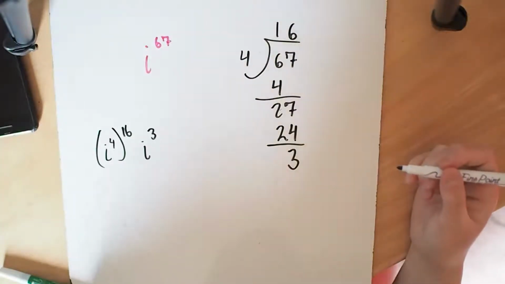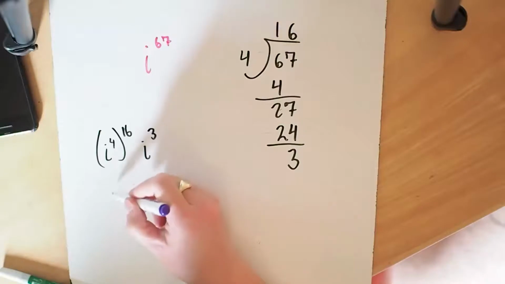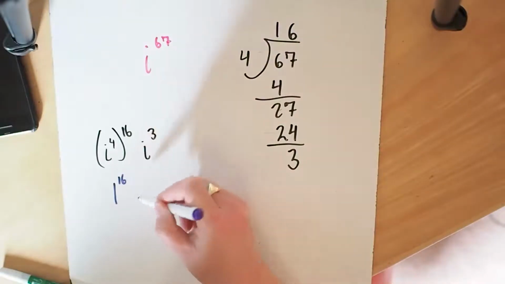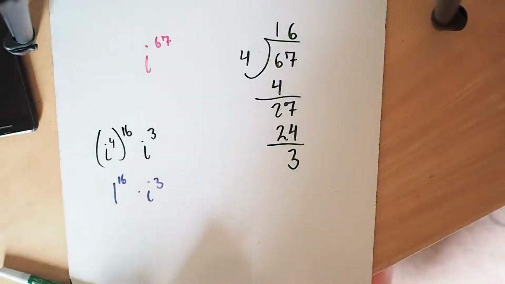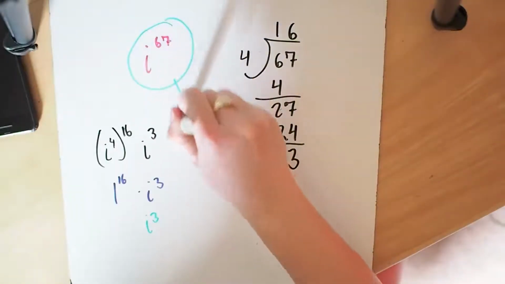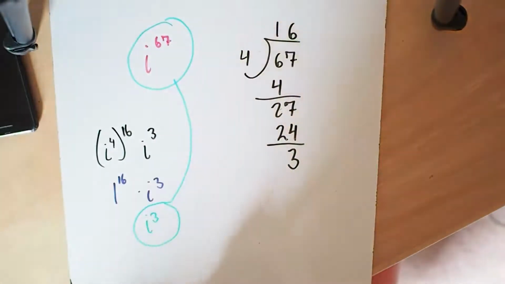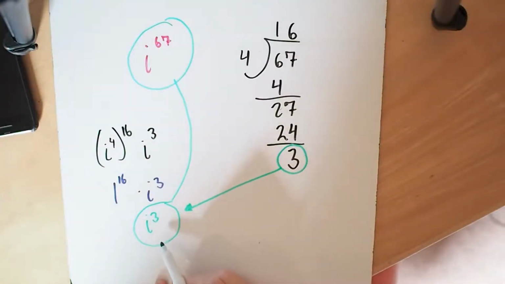We can remember that i to the fourth can simply be replaced by +1, which means that we have 1 to the 16th power times i to the third. Weirdly enough, 1 times whatever just makes it stay the same, so we have i to the third, which is functionally the exact same thing as i to the 67th. It just goes in cycles of 4 over and over again. So this remainder tells us what the exponent will be on that final product.